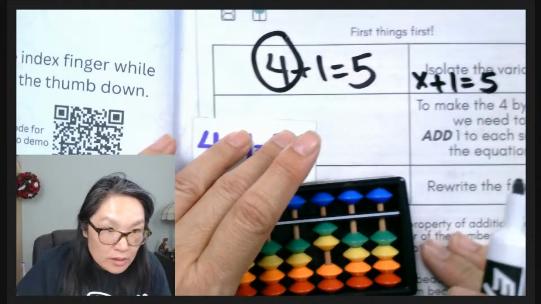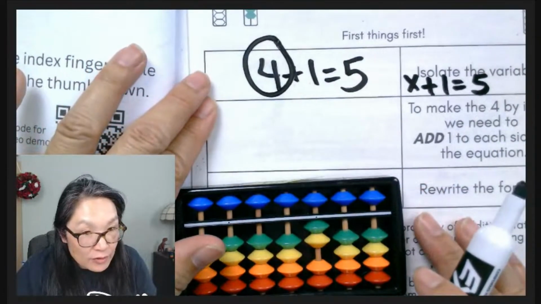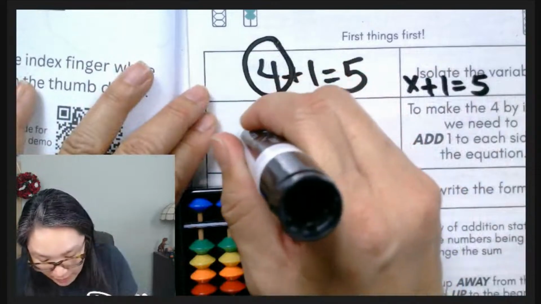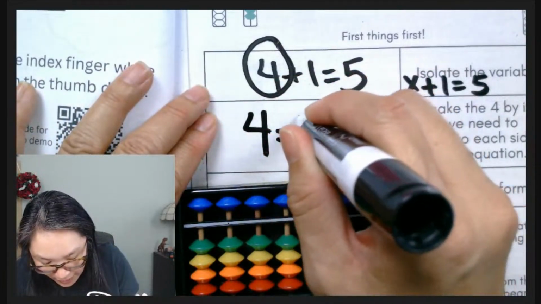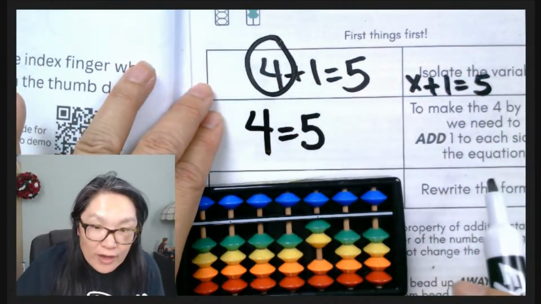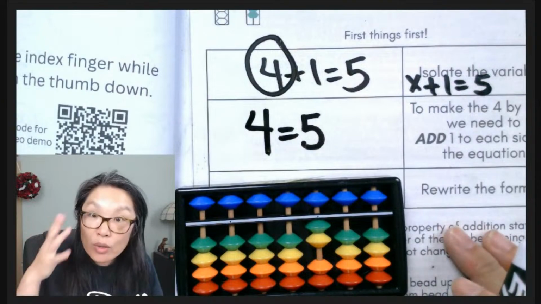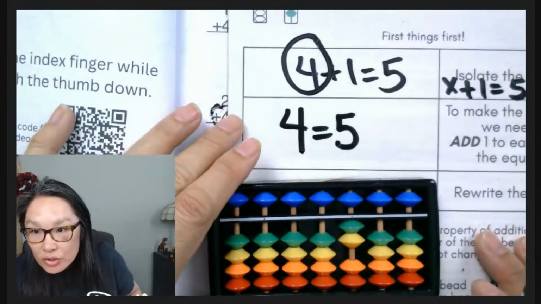When we do a little bit of algebra, this is the stepping stones. This is the foundational stuff. So when we look at it, we want to do 4 is equal to 5. Because 4 is equal to 5, that's not balanced. That's not what the equation is, right? So what we need to do is minus the 1.